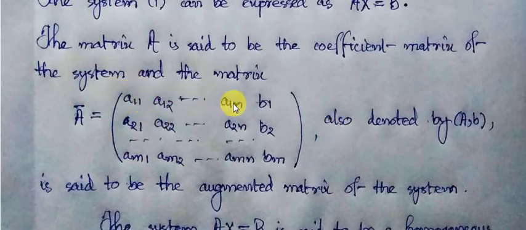a11, a12, so on, a1n, b1. a21, a22, so on, a2n, b2. am1, am2, so on, amn, bm. And this augmented matrix is sometimes notationally written as (A, b). This is the augmented matrix A comma b.